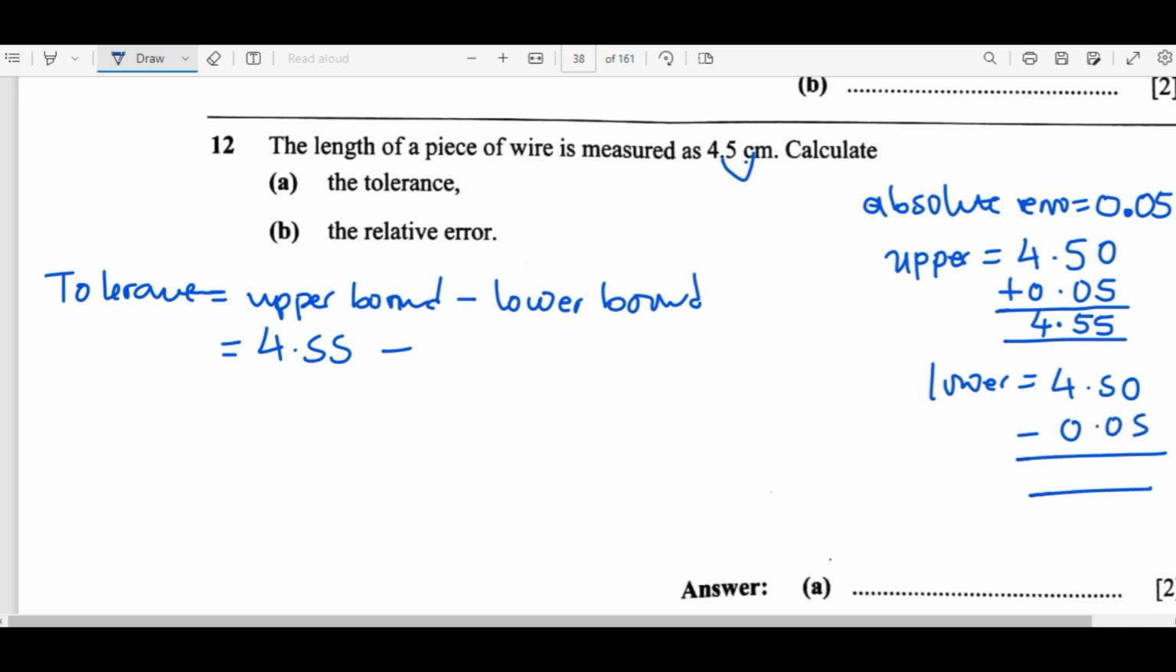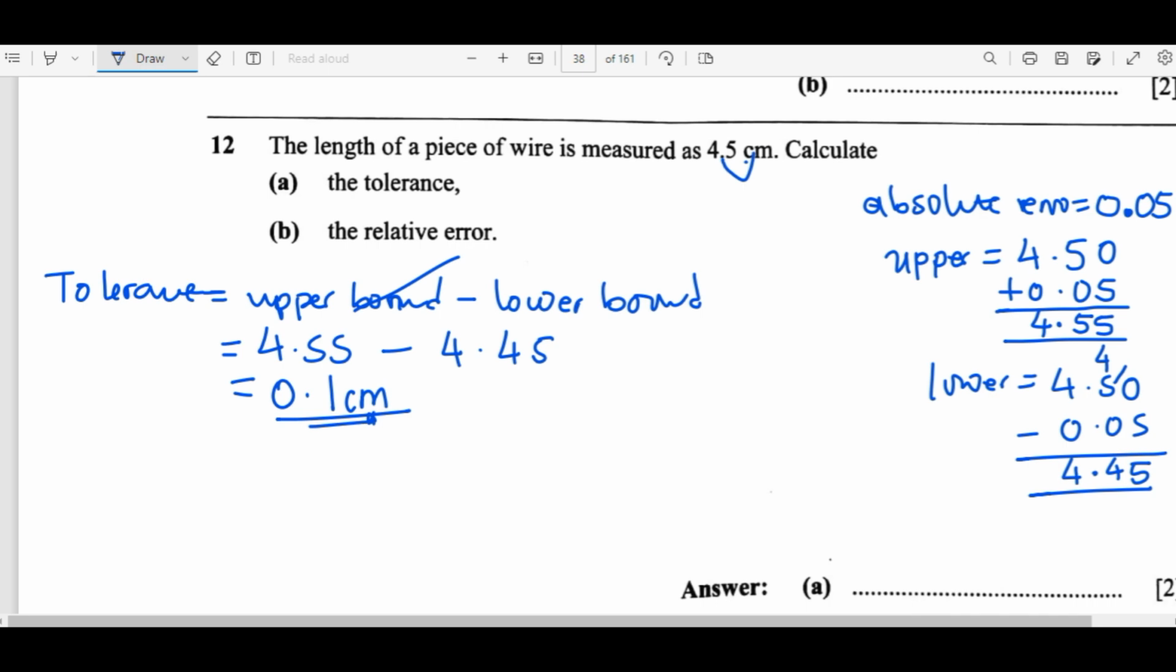So what you do, you get a 1 from 5, you put here, you have 10. 10 minus 5 is 5. Here we have 4. 4 minus 0 is 4. So the lower bound is 4.45. So the difference between these two numbers is our tolerance. So 4.55 minus 4.45, this will give us 0.1 centimeters. So this is our tolerance.